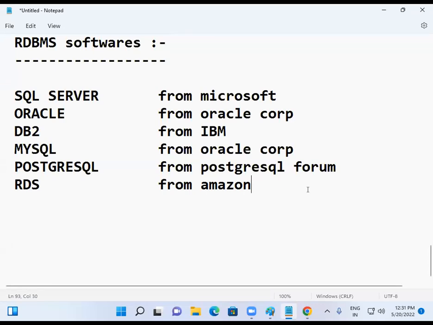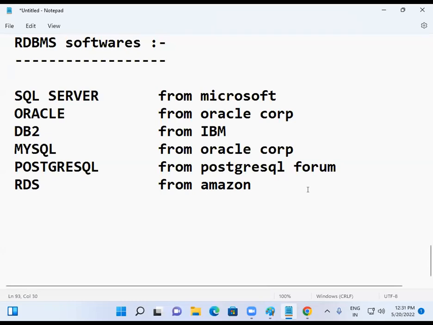Now tell me, what is RDBMS? What is SQL Server? RDBMS is a theoretical concept. What is the theory? Inside the database, organize the data in the form of tables, rows and columns. Every table should contain a primary key, like that. So that is theory. Then what is SQL Server? SQL Server is a software that implements the features of RDBMS.